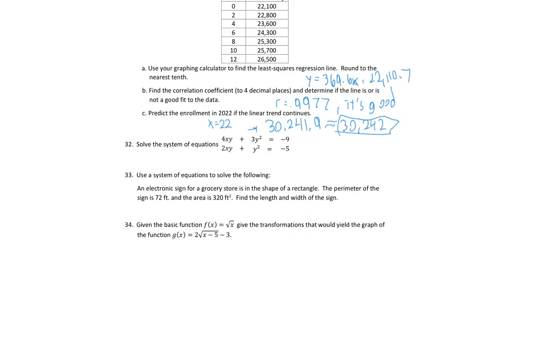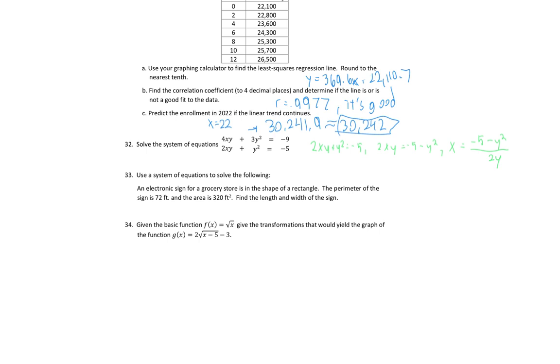Okay, so this next one was to solve the system of equations, but this is nonlinear, so it's going to be a little bit different than the previous ones. What I'm going to do is pick one equation. I will go with the bottom one, and I'm going to solve that for x. So 2xy plus y squared equals -5. 2xy equals -5 minus y squared. Divide both sides by 2y. We're going to get x equals (-5 minus y squared) over 2y.